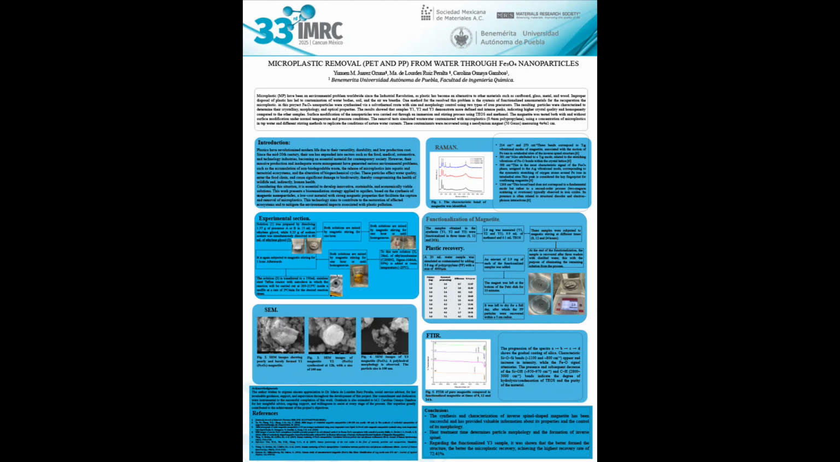Raman: 214 cm⁻¹ and 273 cm⁻¹. These bands correspond to T2g vibrational modes of magnetite associated with the motion of Fe ions in octahedral sites of the inverse spinel structure. 381 cm⁻¹ is also attributed to a T2g mode related to the stretching vibrations of Fe-O bonds within the crystal lattice.